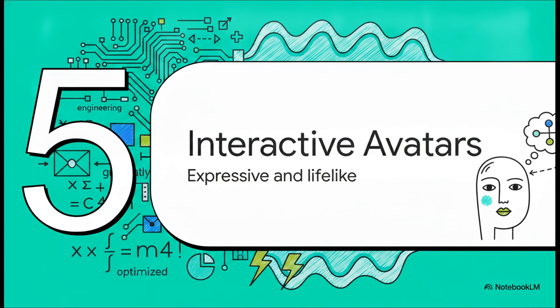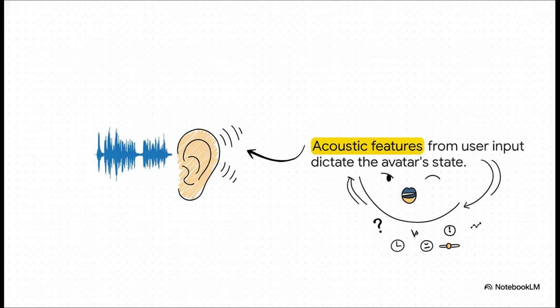Let's look at what this enables in Section 5, Interactive and Expressive Avatars. And this brilliantly illustrates what all that unprecedented speed actually enables for the user experience. To make the avatar feel truly alive, the system actively extracts acoustic features from your live audio input to dictate its state in real time. It's analyzing the silences, the inflections, and the volume of your voice to understand the context of the conversation. This allows the avatar to behave naturally, even when it isn't the one actively talking.